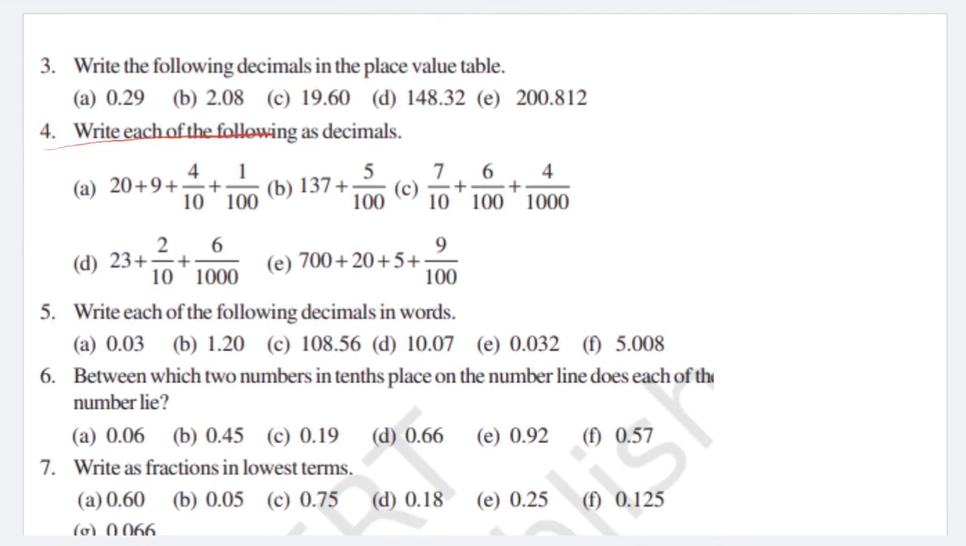Next one, write each of the following as decimals. This is 20 plus 9. 20 plus 9 will be 29. Then 4 by 10, 1 by 100. 4 by 10 will be 0.4 and 1 by 100 will be 0.01. So the answer will be 29.41.